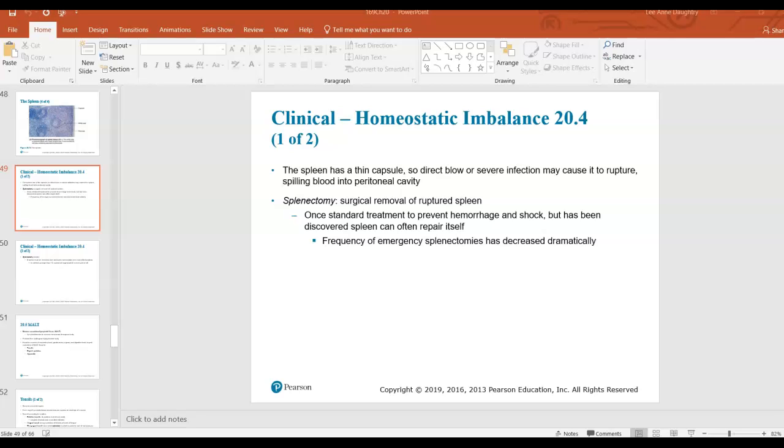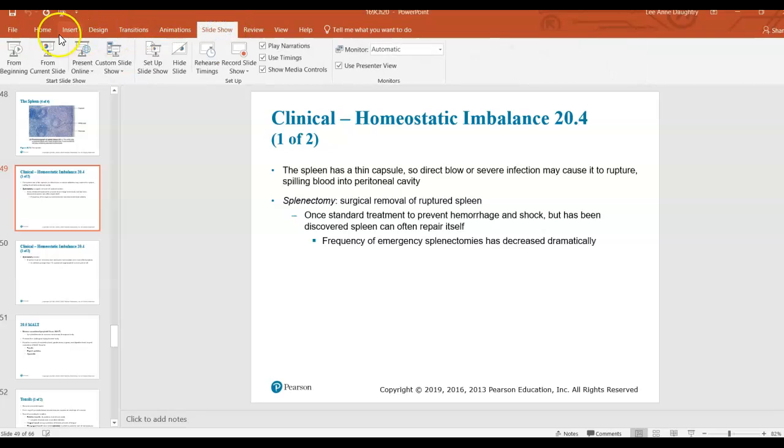Okay, I'm going to finish up on chapter 20 really quickly, and then I will move on to chapter 21. Chapter 21 is longer, and it has 3 different slideshows.